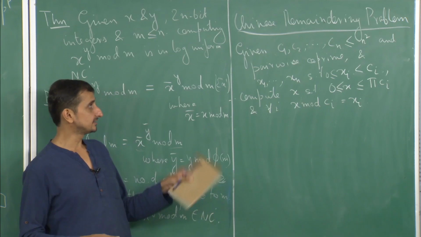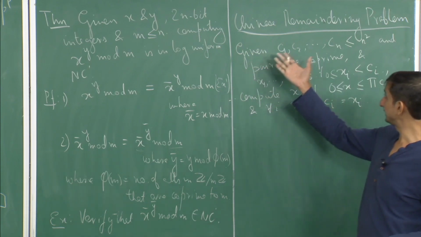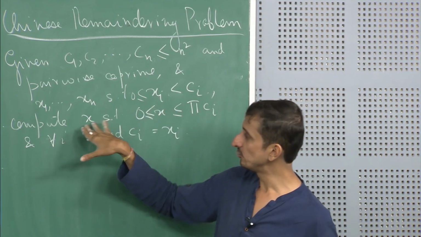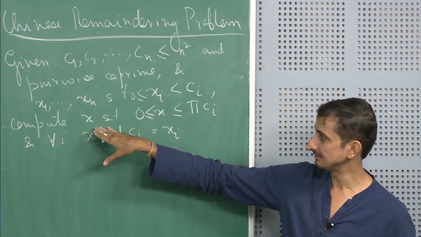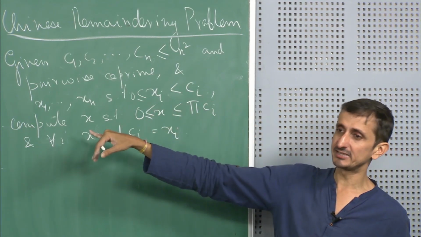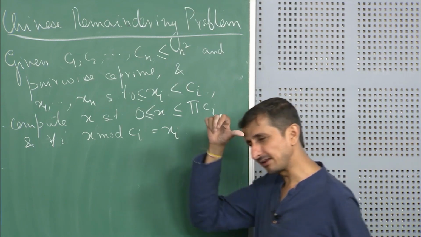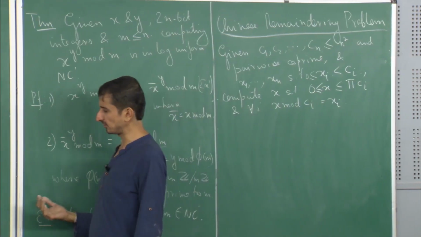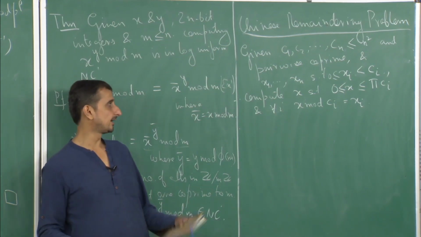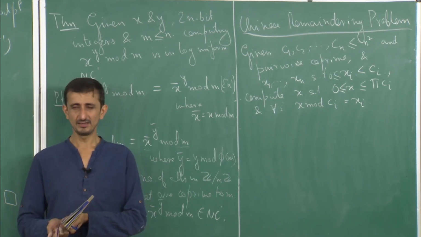This brings us to the Chinese remainder theorem. There is again a theorem by the same name, which says that if you are given these ci's and these xi's which satisfy this property, then there exists an x which is less than this product, and that is the only x with the property that x mod ci is equal to xi. The theorem is again not very difficult. Uniqueness is quite easy to prove: if you assume there are two such numbers x and y with this property, you can easily show that x is equal to y.